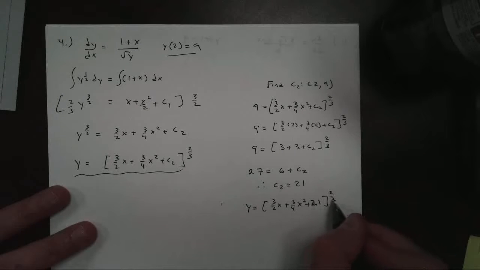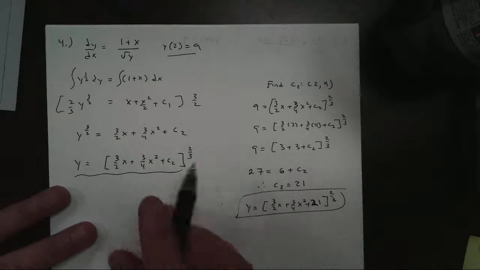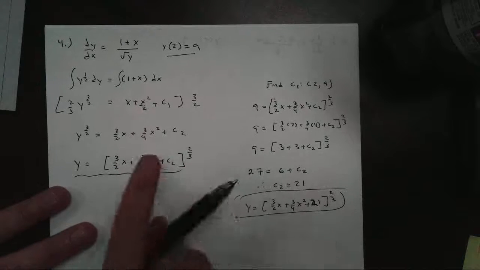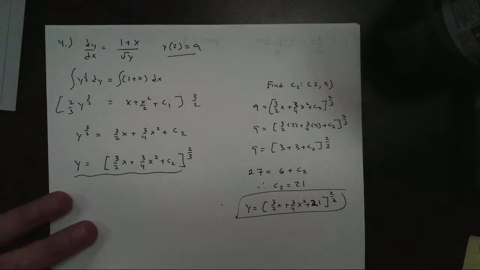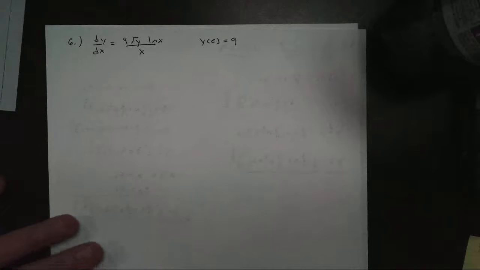Now on the next one, I'm going to show you a quicker way we can do this. This is kind of a lengthy way. We solved first, and then we found our constant. For the next one, I'm going to show you a little quicker way if you want to try it. It's a little bit easier, a little bit less time. So let's take a look at number 6 here.